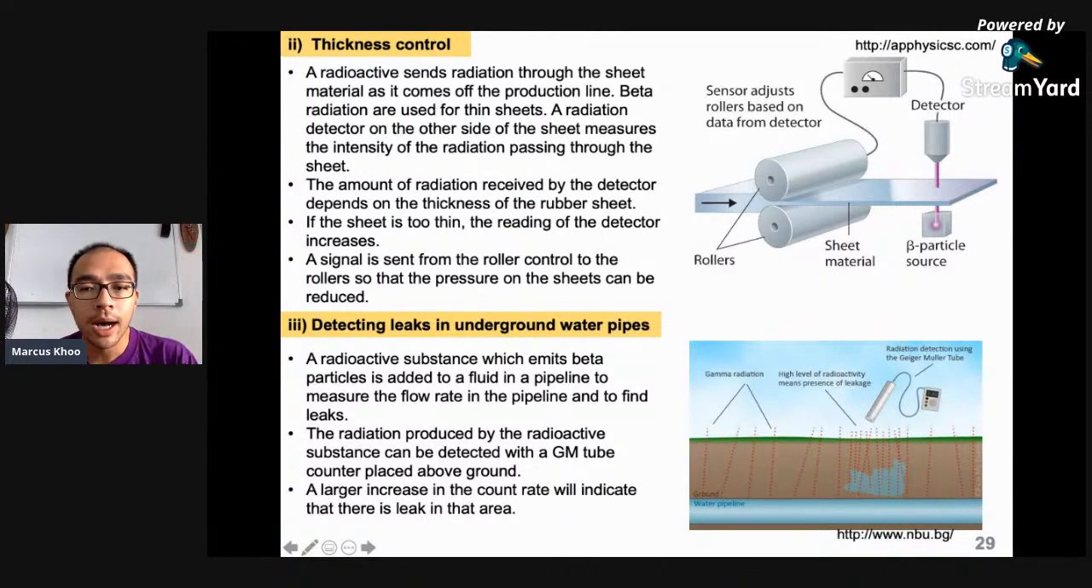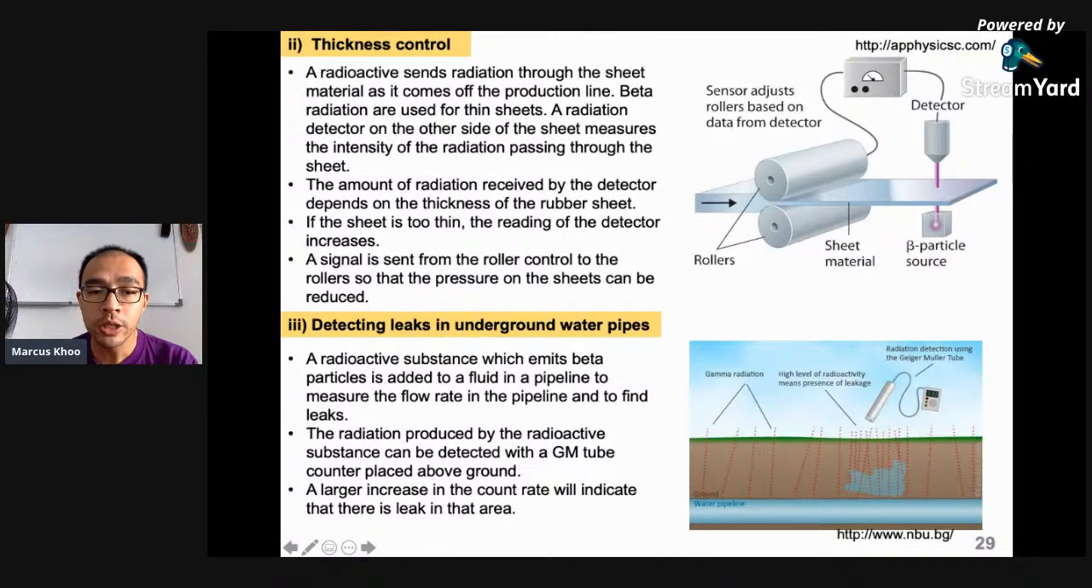Thirdly, to detect leaks in underground water pipes. This has happened many times. If our underground water pipe suddenly bursts, where are you going to dig to find the leakage? You can't be digging the entire road. Doesn't make sense. So this is where radiation helps us. A radioactive substance which emits beta particles is added to a fluid in a pipeline. So we put the radioactive substance in there.